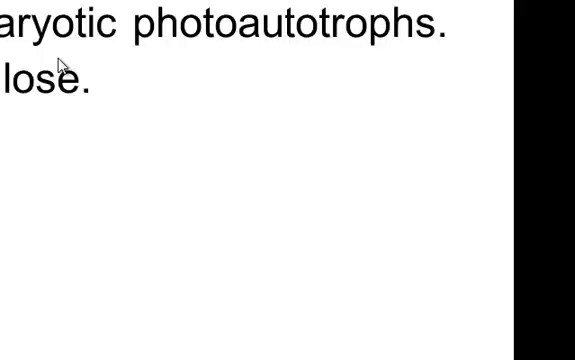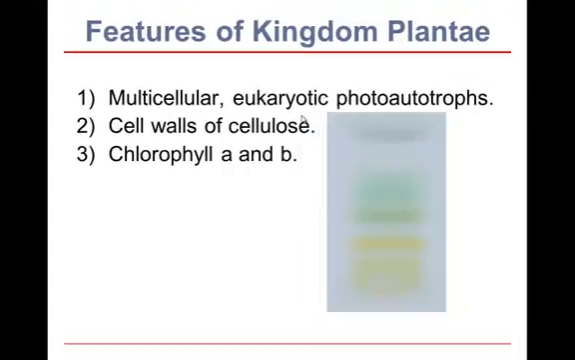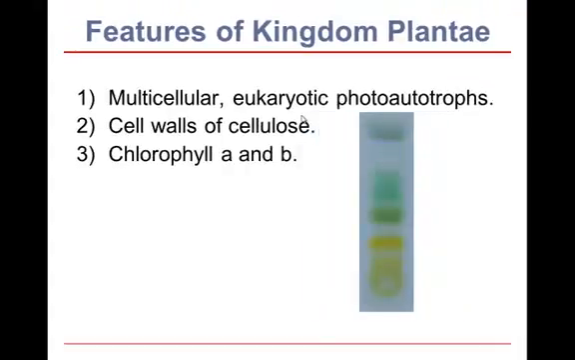The second feature is that plants have cell walls of cellulose. You've known this since almost the second week of the class, so you shouldn't forget it now. You should remember it. Plants also have chlorophyll A and B, and here's a little chromatograph similar to the one that you may have made for thin layer chromatography, our photosynthesis lab.